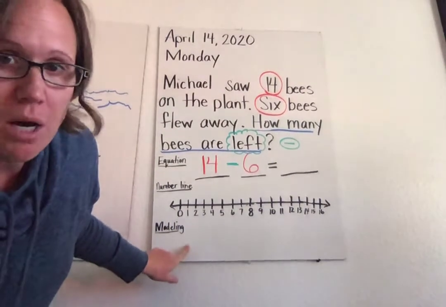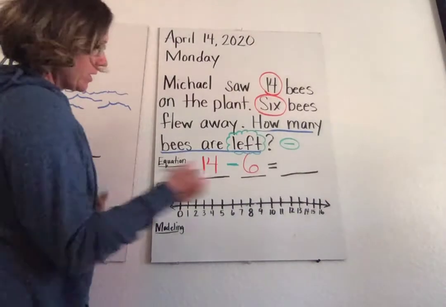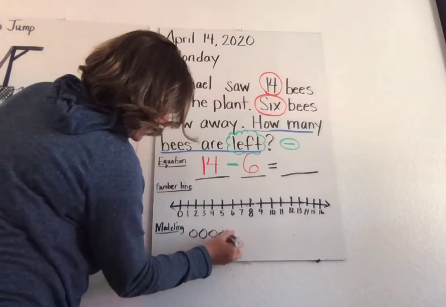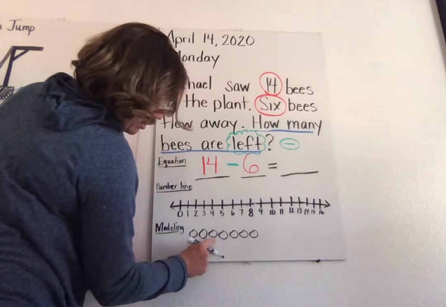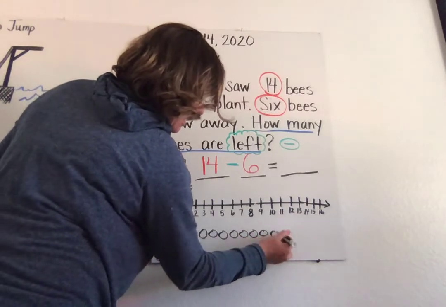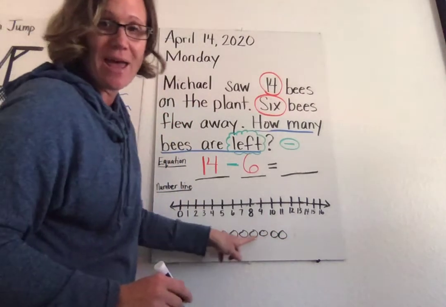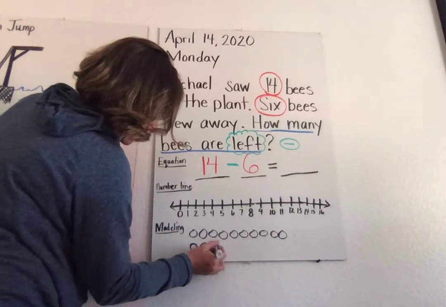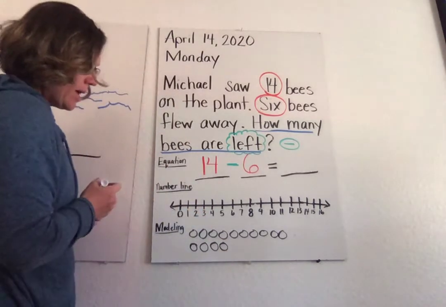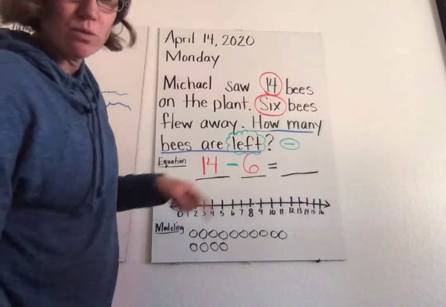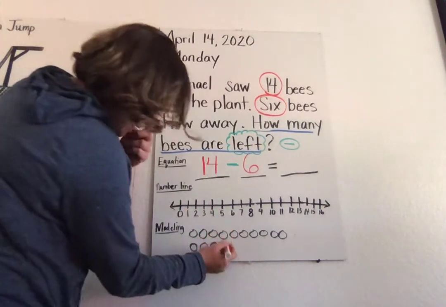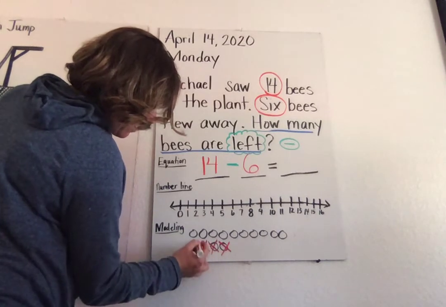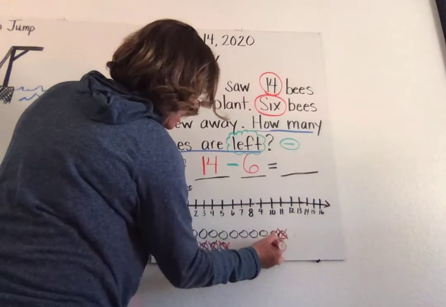So we're going to go down to the modeling. We're going to start with our first number, which is 14. And I'm going to draw 14. Now, as I'm drawing my 14, notice I did one line of 10 because it's easier for me to count things when it's in the tens. Now I'm going to add my 1, 2, 3, 4 because there's my 14. And it says that we're going to subtract. Since we're subtracting, I'm going to cross out 6. 1, 2, 3, 4, 5, 6.